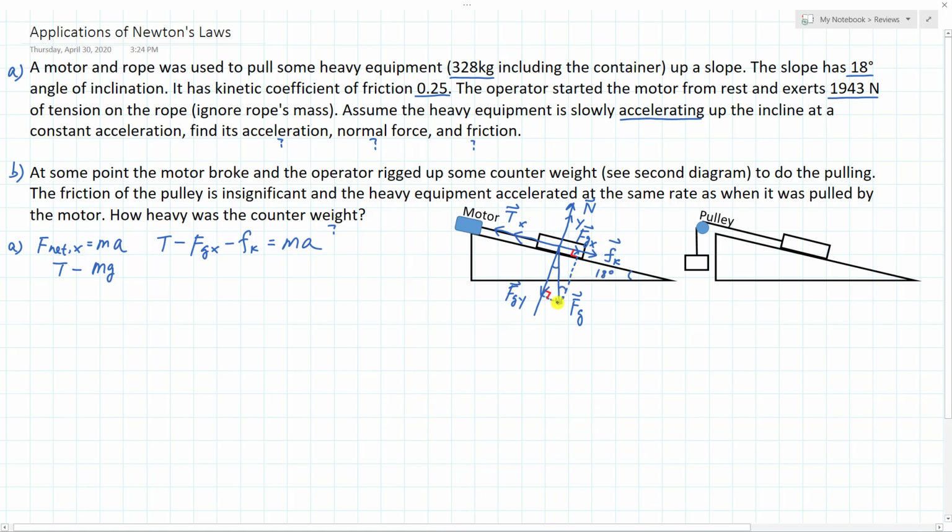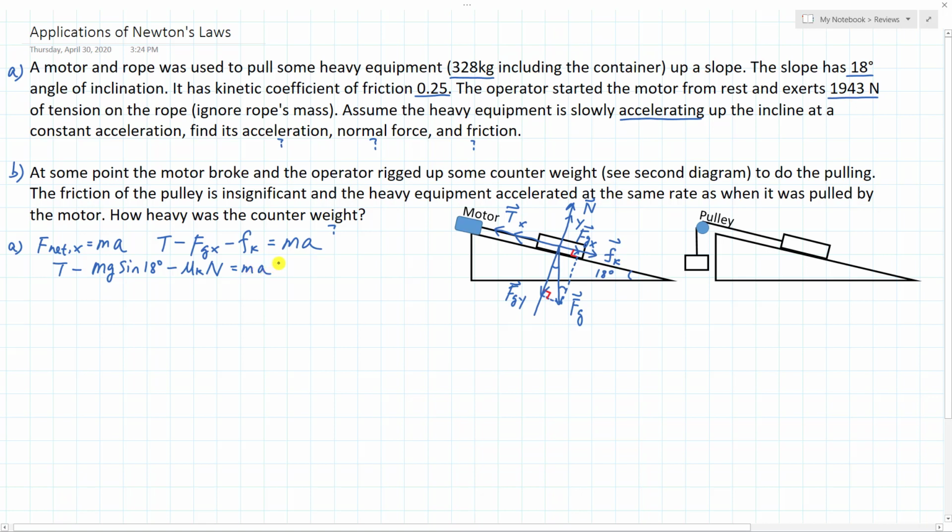Alright, so the x component is the opposing side, the opposite of our hypotenuse, which is the total. This is the sine, right? So the x component takes the sine of 18 degrees, and minus the kinetic friction, which according to the definition is the kinetic frictional coefficient times the normal force. Depending on how hard you push the surfaces together, you get proportionally more friction. And that depends on the two surfaces in contact. And that is equal to ma.